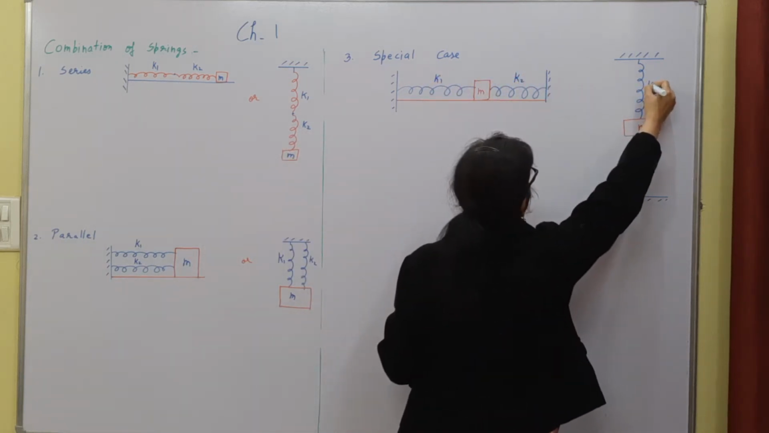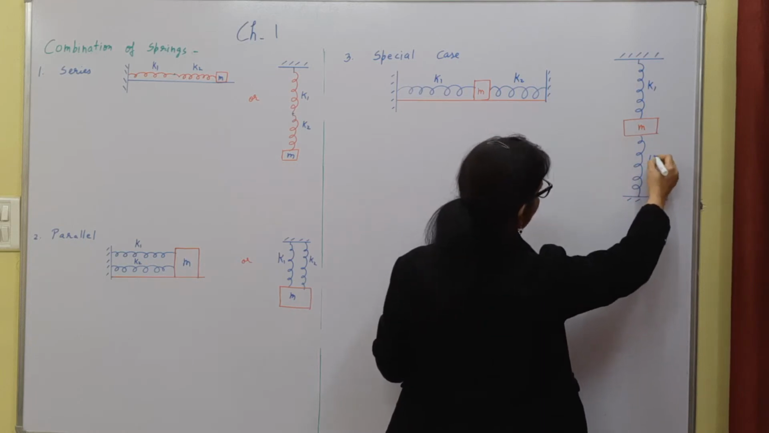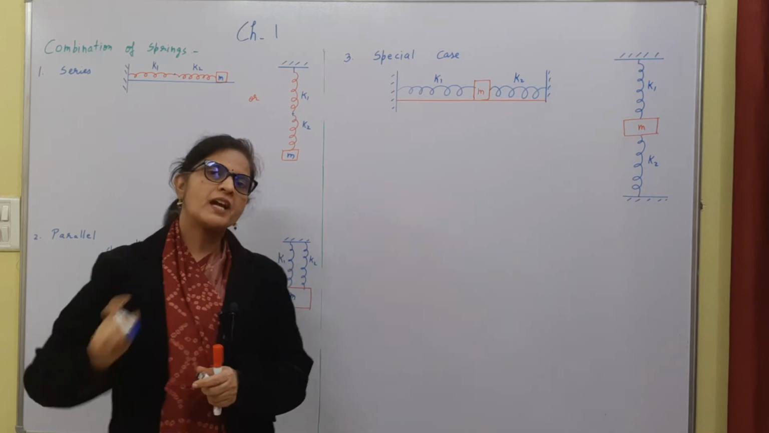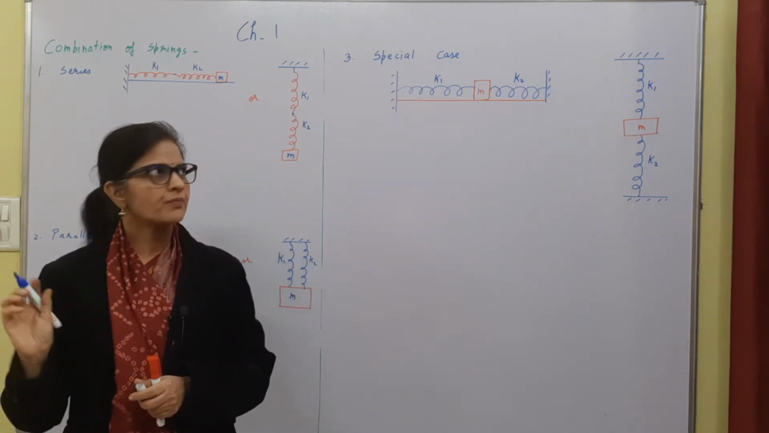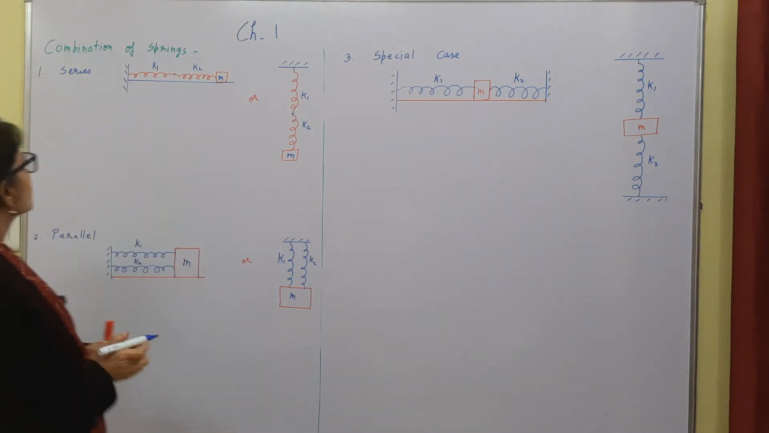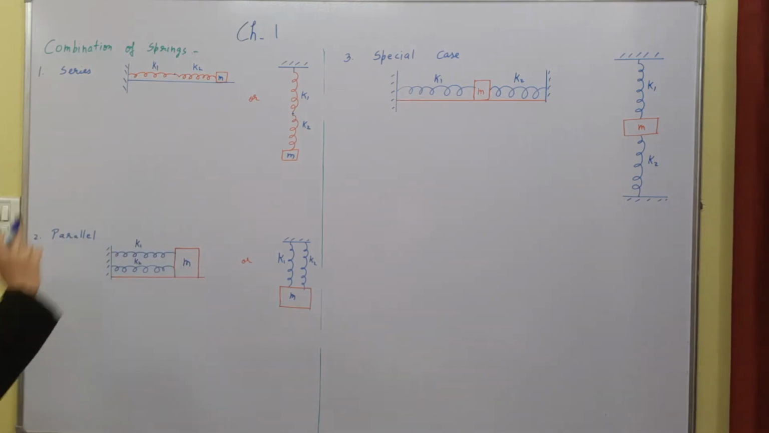We have proved that motion of a spring is simple harmonic. There we had taken the case of a horizontal spring, but even a vertical spring can be derived the same way, right? So here we are taking this combination first.